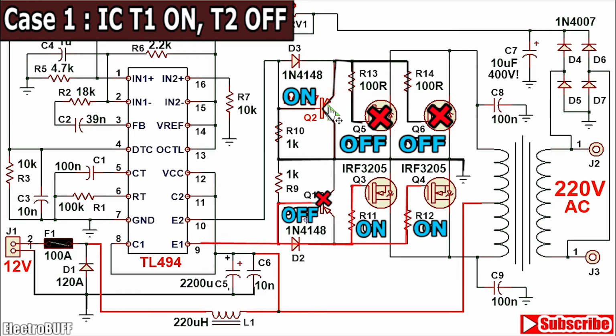When Q2 conducts, it will pull down the gates of the MOSFETs Q5 and Q6 through their various gate resistors, and this will ensure that they remain off. On the other side, now you have a high pass here, and so the diode D2 will be forward biased and conduct. Also, because you have a high pass here, the transistor Q1 will remain off.